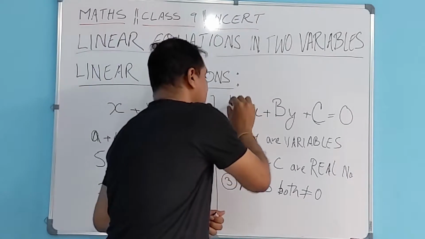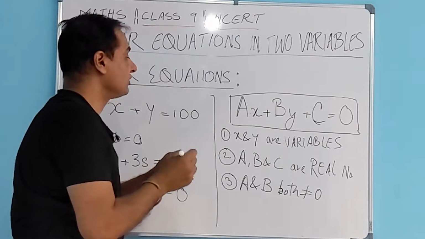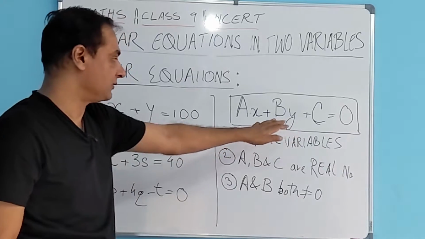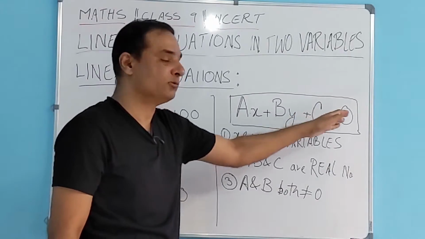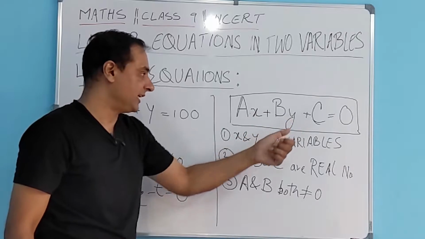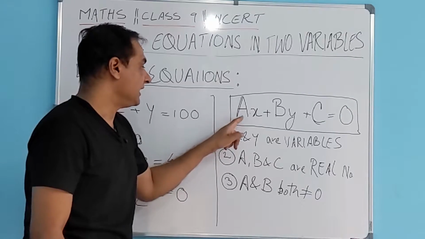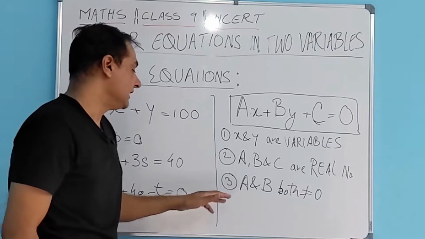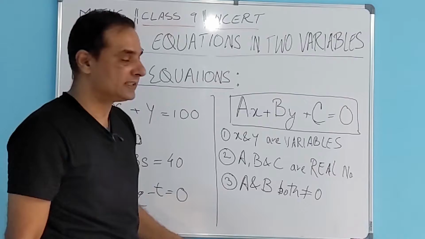So how does this translate into the linear equation? We say if an equation has two variables, in this case x and y, and we represent that equation as ax plus by plus c equals to 0, then this is a linear equation in two variables, here x and y. If x and y both are variables, condition 2, a, b and c all three are real numbers, and then a and b both cannot be 0.